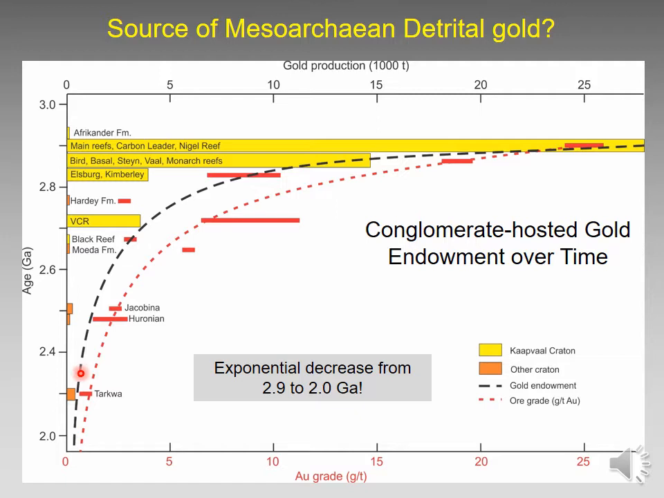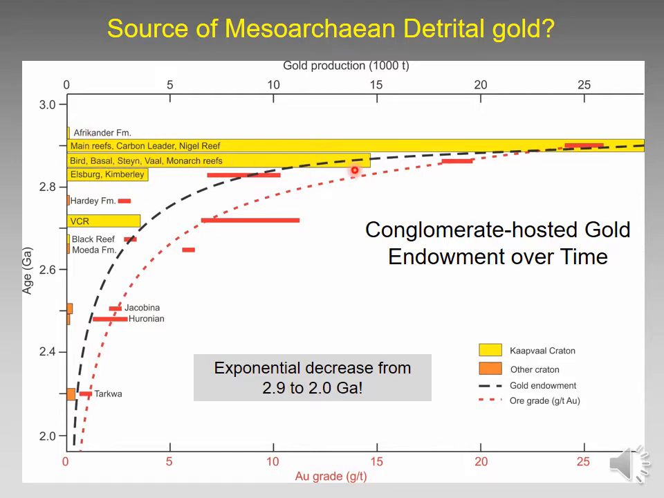Similarly, the gold grade also decreases exponentially. The highest grades have been achieved in these main reefs and Carbon Leader and so on at the bottom of the Central Rand Group, 2.9 billion years. And then the grade decreases as the age decreases. So I think there is a very important message hidden in this, and that is something special must have happened around 2.8, 2.9 billion years.